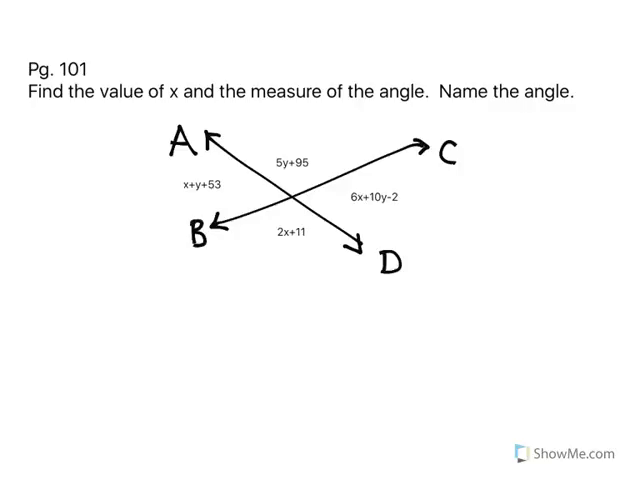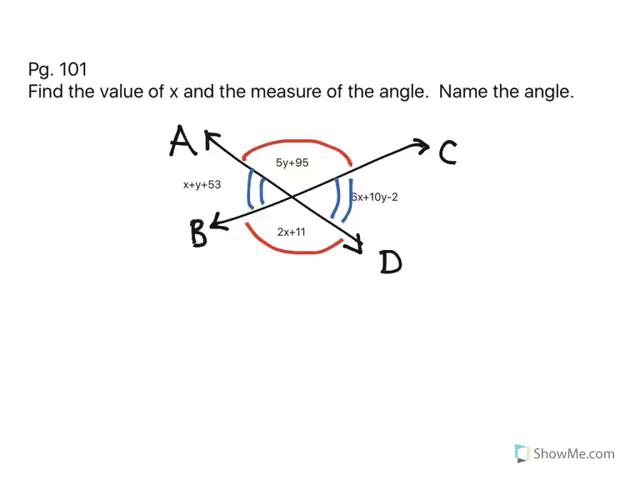So in this question, it says find the value of x. So we're finding the value of x and the measure of the angle. Name the angle. So we have to name the angles and find their measures. Okay, sounds easy enough, but we have y's and x's. So therefore, we are going to have to set up a system of equations because we have two variables, one of which we are going to have to eliminate through subtraction. So let's set up our equations.